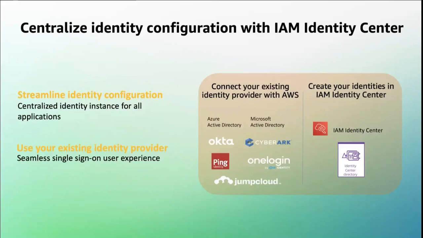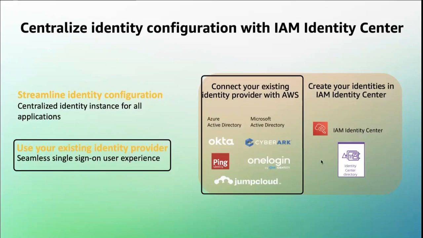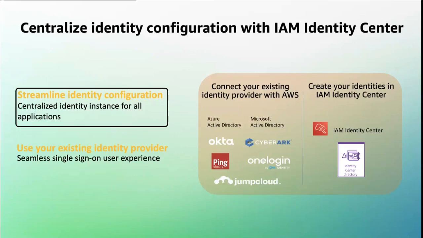So like I was telling you earlier, you can have centralized identity configuration with IAM Identity Center. Here, you can connect to your existing identity provider with AWS, where you have Azure Active Directory, Microsoft Active Directory, Okta, or any other like Ping. There are tons of third-party identity providers available that can all be connected with IAM Identity Center to manage your identities. Why would you do that? It will streamline your identity configuration. That way you can have a centralized identity instance for all applications, and at the same time you continue using and managing them through the central identity provider of your choice that your company is using.